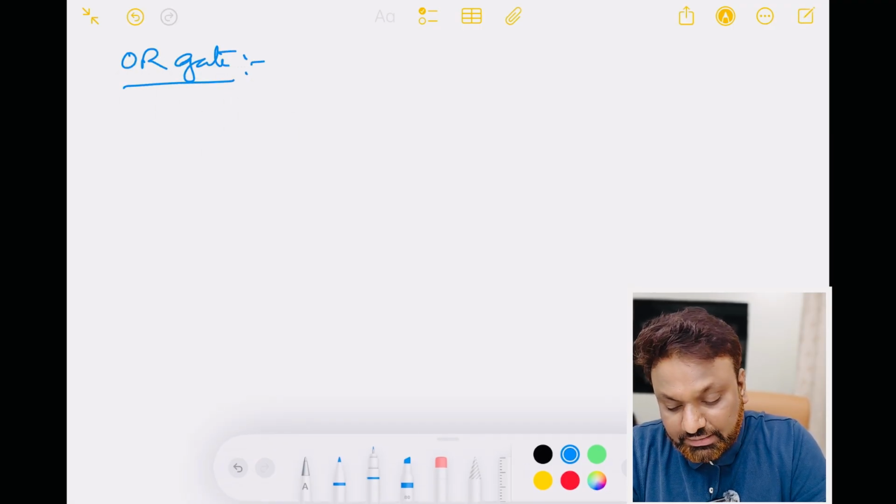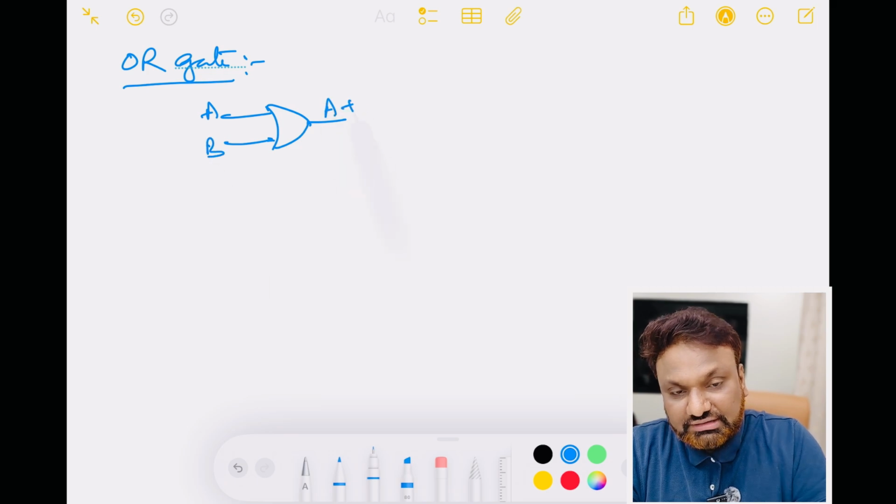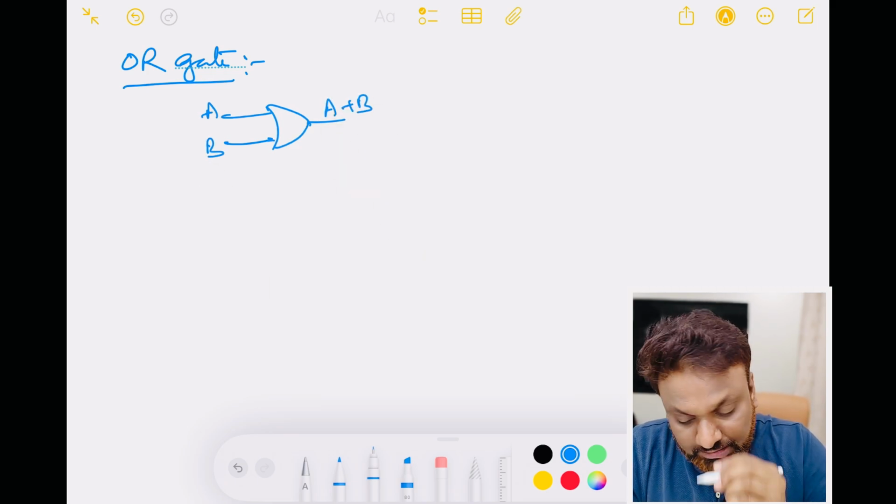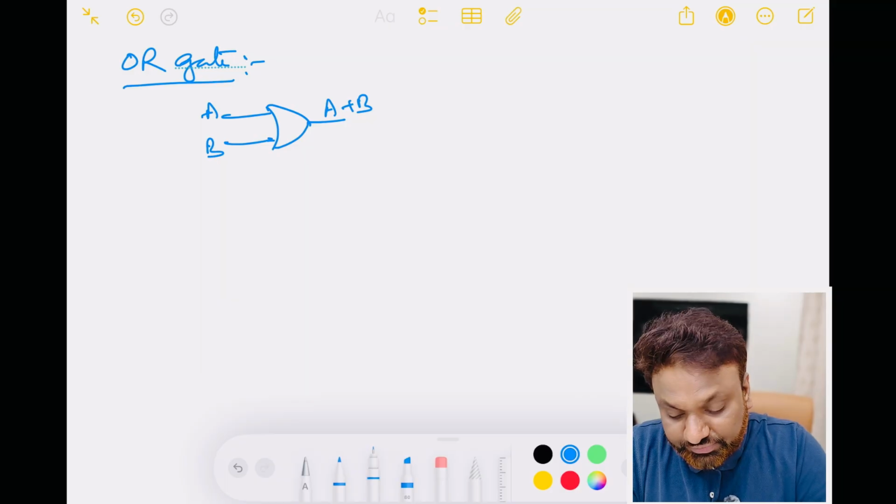What is an OR gate? The symbol is like this. This is an OR gate. Okay, A, B. What is this one? Logic is A plus B. Okay, so addition of two inputs, right.